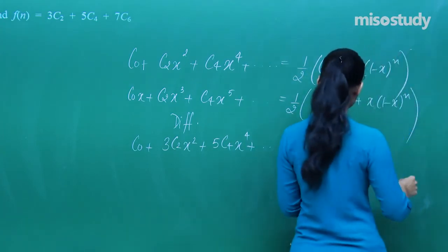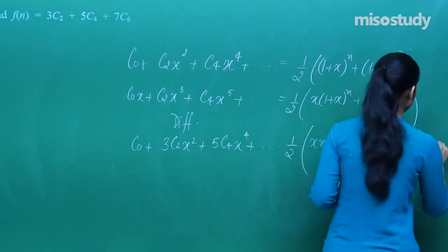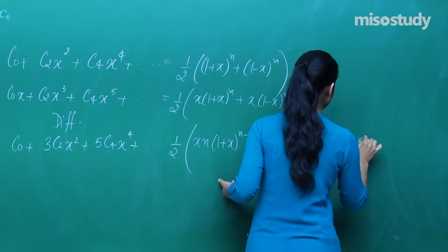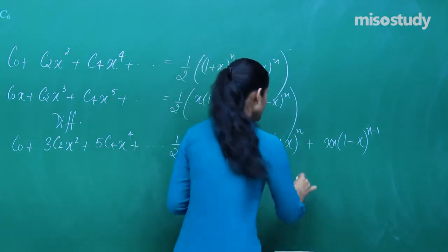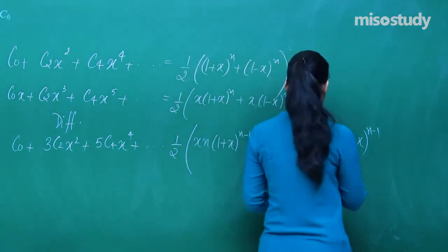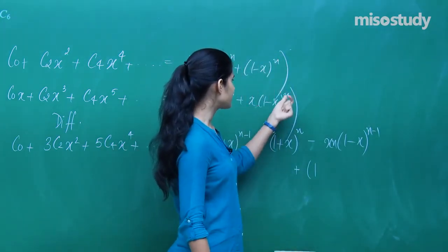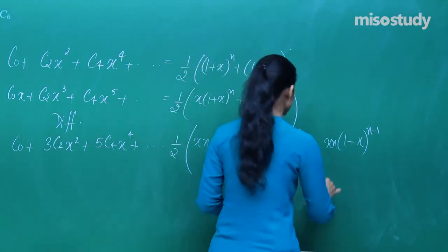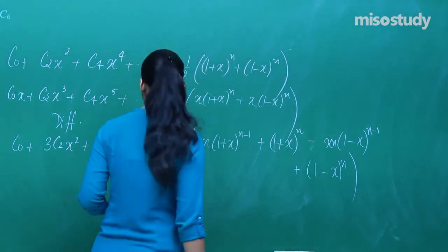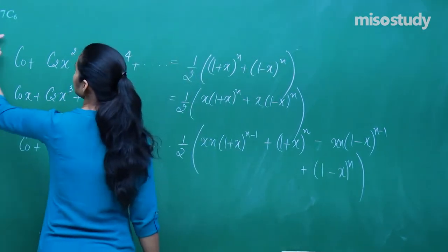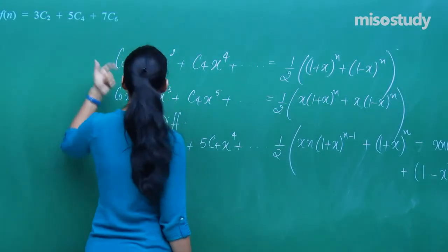So you have x into n(1 + x)^(n-1), plus (1 + x)^n into d/dx of x, which is 1. Then you have again first number x into n(1 - x)^(n-1) into minus 1, and plus (1 - x)^n into d/dx of x, which is 1. Now what you do, if you put x equals 1, you basically get this expression, isn't it?